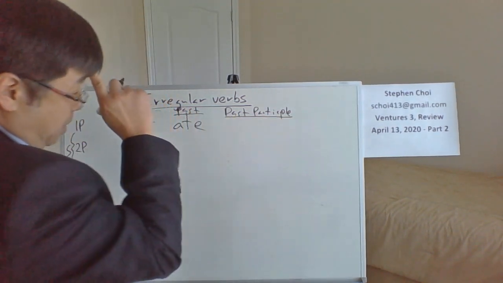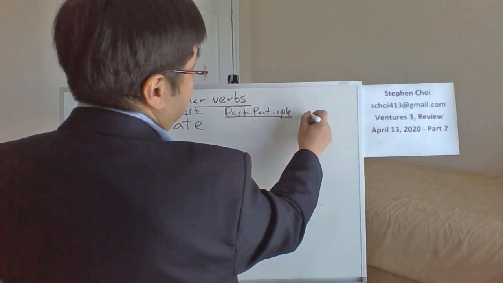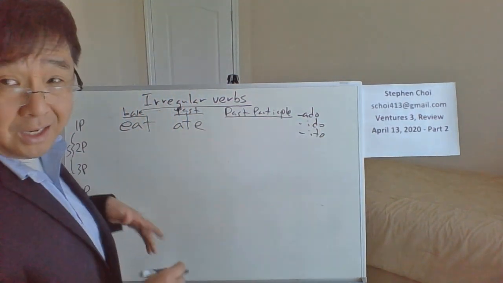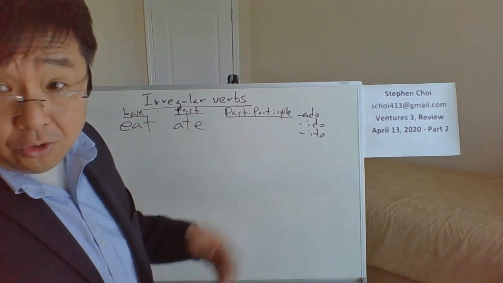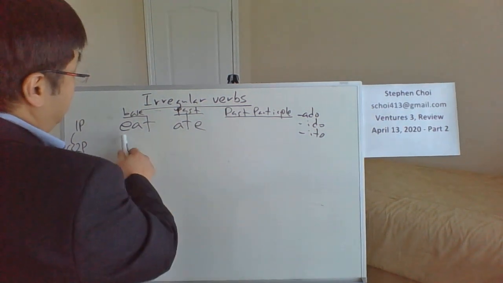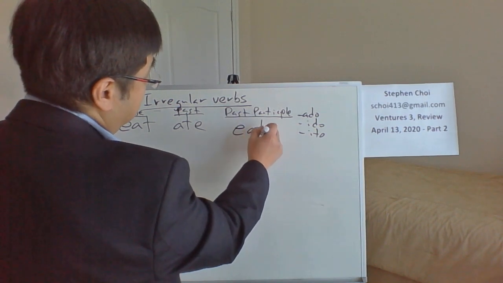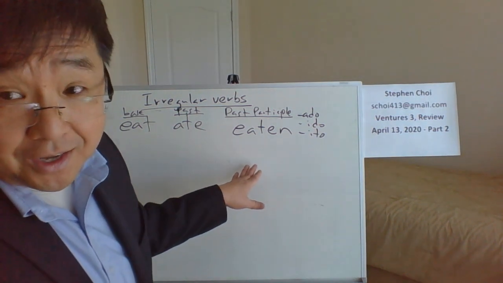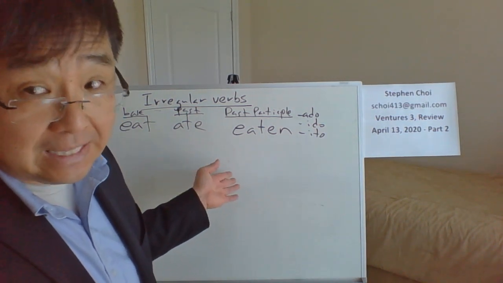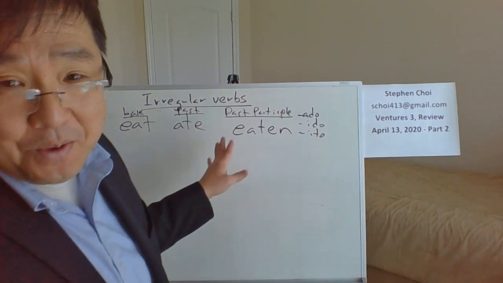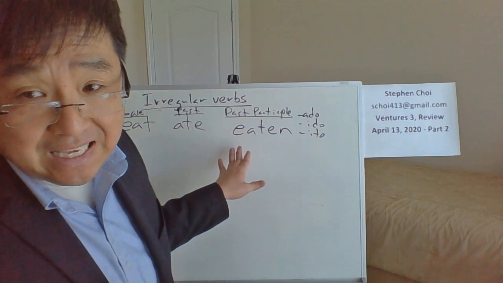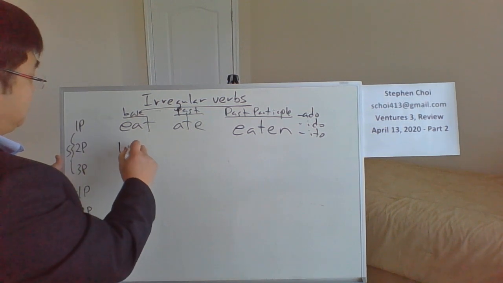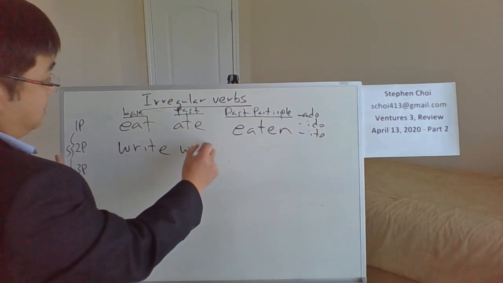By the way, the past participle in Spanish is the ado, ido, ito kind of thing, like cansado, casada, perdido, escrito. That's the past participle. Eat, ate. In the UK, in England or in London, they say eaten, I have eaten. But in America we say eaten too. Eat, ate, eaten. What's another one? I just saw that one. Write, wrote.